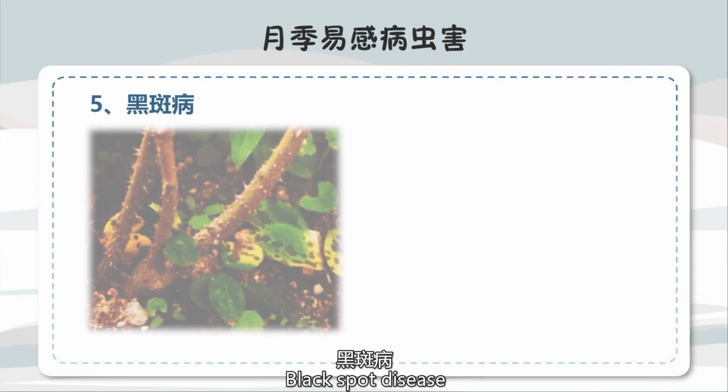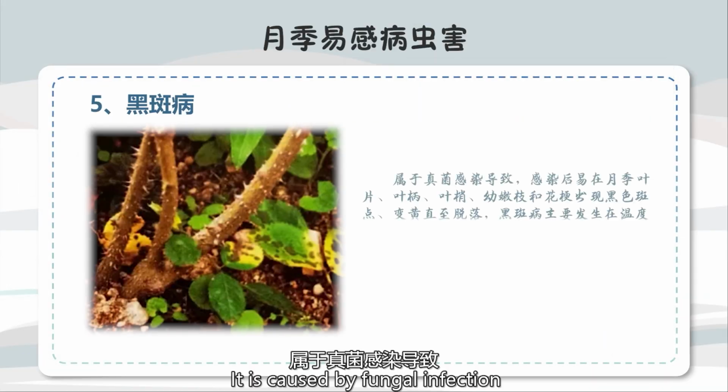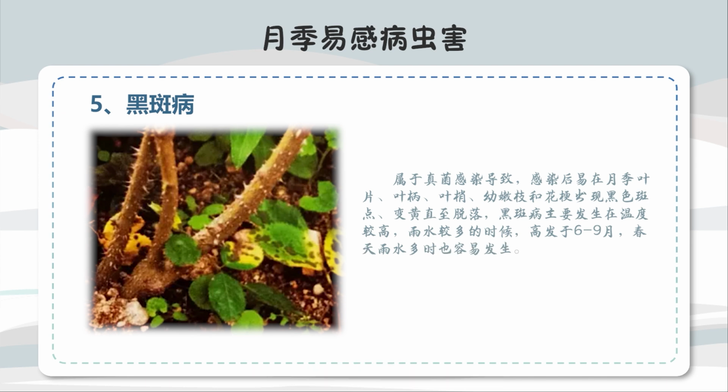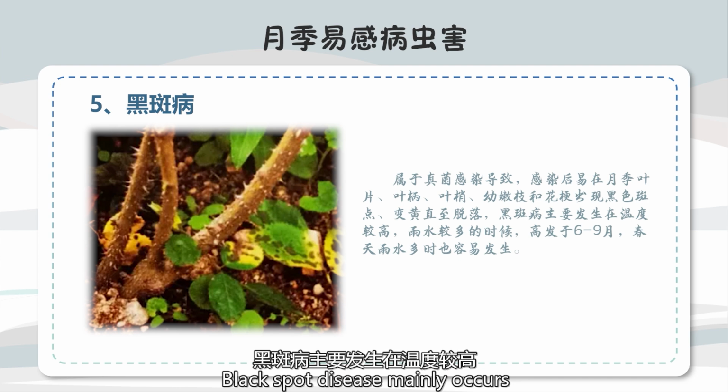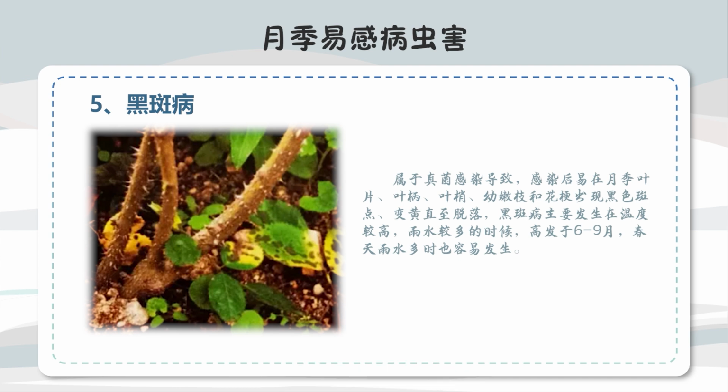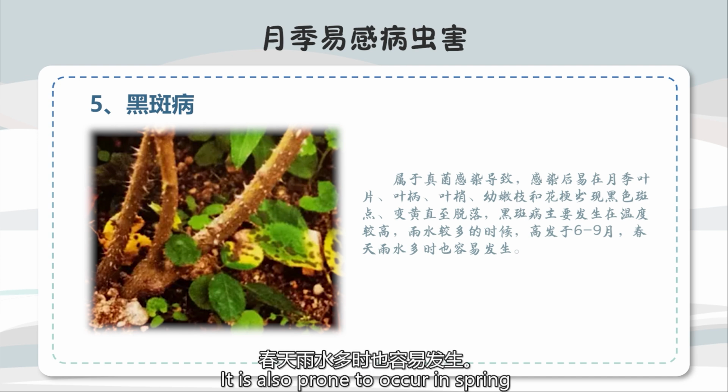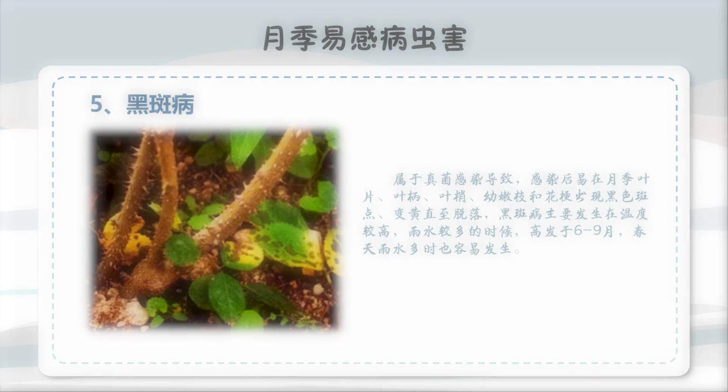5. Black spot disease. It is caused by fungal infection. After infection on the leaves, petals, tips, young branches, and flower stems of roses, it is prone to black spots, yellowing, and even shedding. Black spot disease mainly occurs when the temperature is high and there is a lot of rain from June to September. It is also prone to occur in spring when there is a lot of rain.